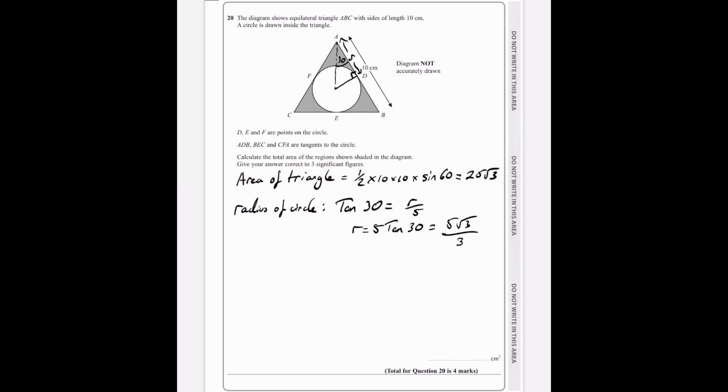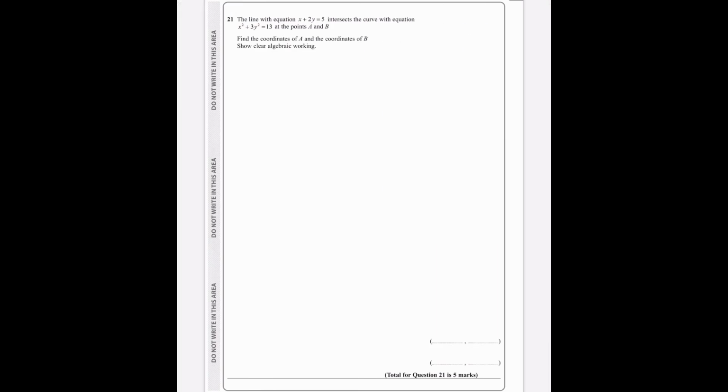So the calculation for the shaded area: the area of the triangle is 25 root 3, so we're going to subtract pi r squared, where r is the radius we've just calculated. I'm using unrounded answers here, which is better. If you used the answer function in your calculator, that's absolutely fine. Either way, that shaded area comes out as 17.1 centimeters squared.